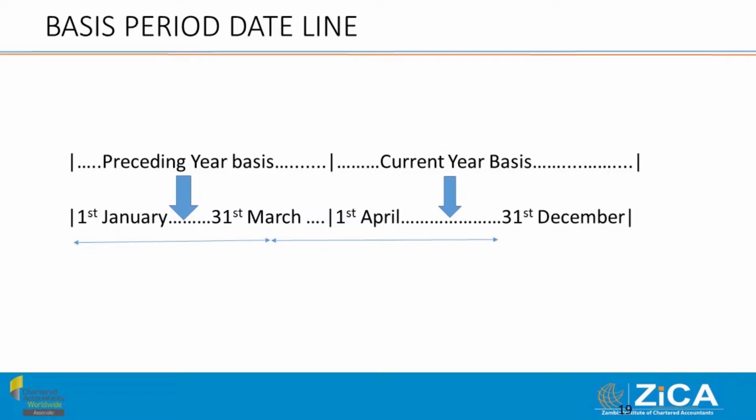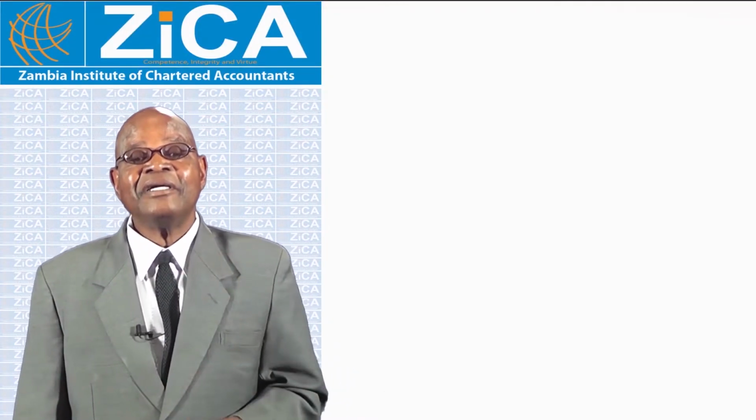Now, we are saying the preceding year basis here simply means that the profits that are going to be taxed in the preceding year will be the ones for this year. And when it comes to the current year basis, it simply means that the profits which fall in this particular year are the ones that will be taxed in the same year.